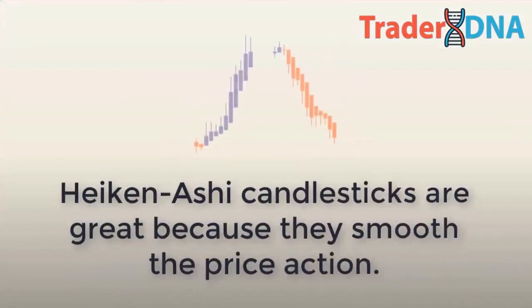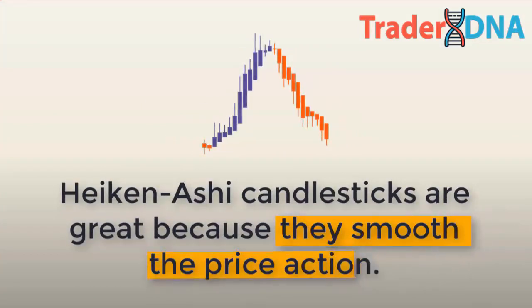Heiken Ashi bars are great because they smooth the price action. As a result, much of the noise shown in traditional Japanese candlesticks is eliminated with Heiken Ashi charting, and it helps make the trade entry and exit decision simpler.